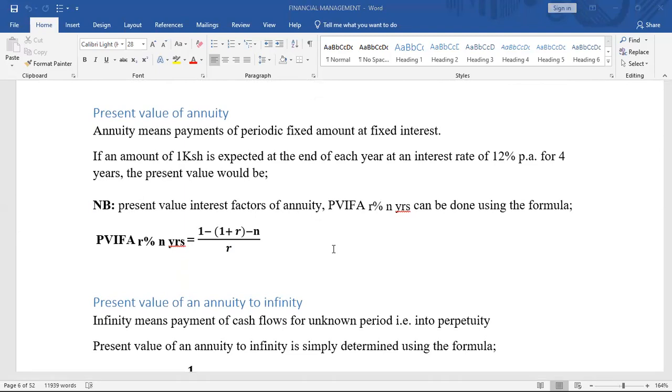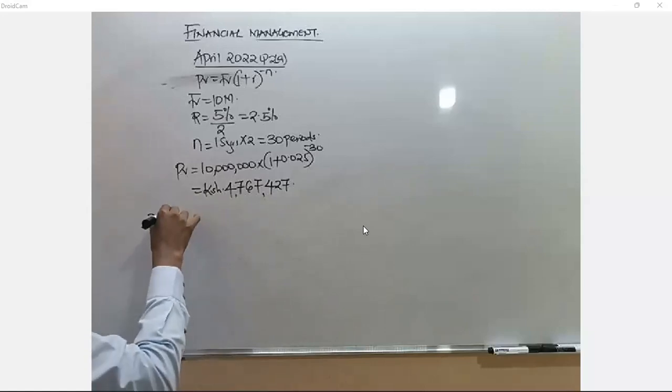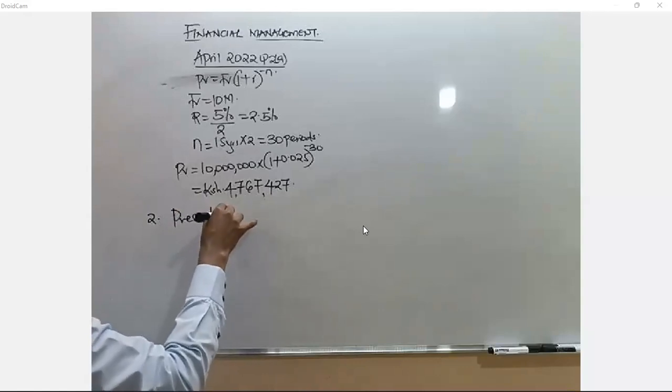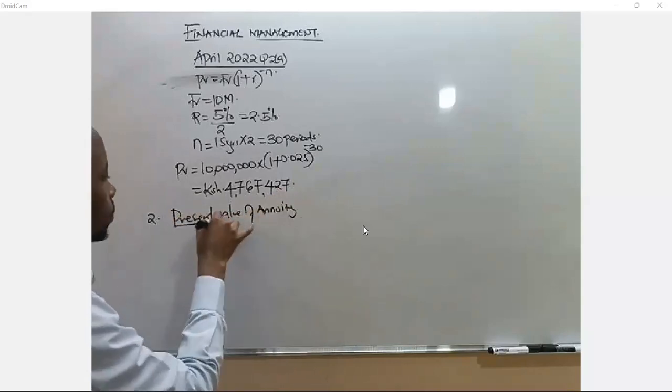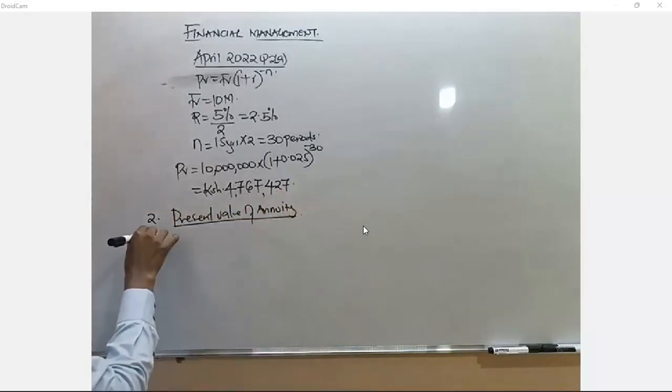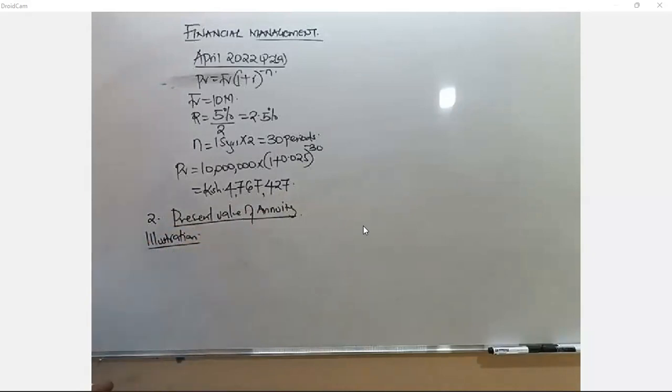So when you go back to your board now, we are discussing the second concept, the present value of annuity. I just want to give an illustration here because when we talk about an annuity, we know it is several times. So in this scenario, I just want you to understand it this way.